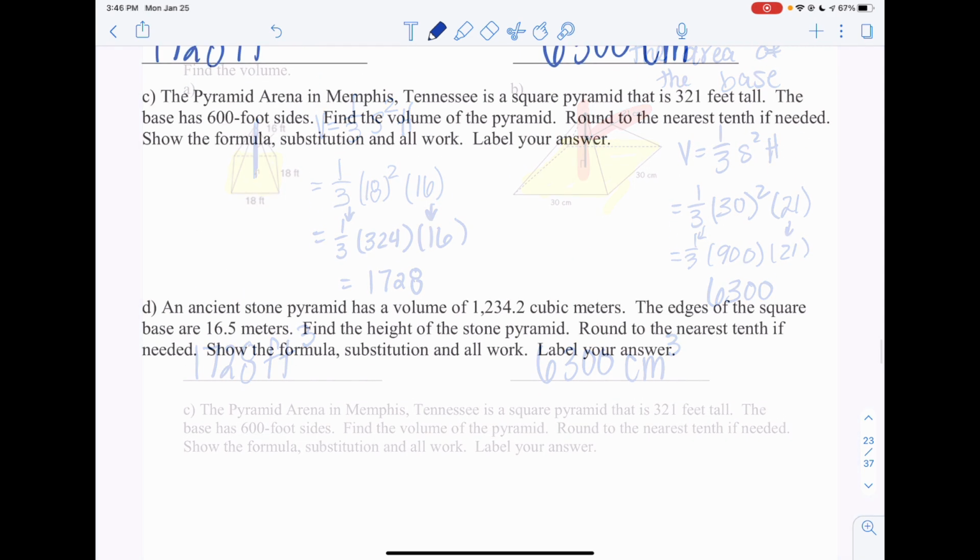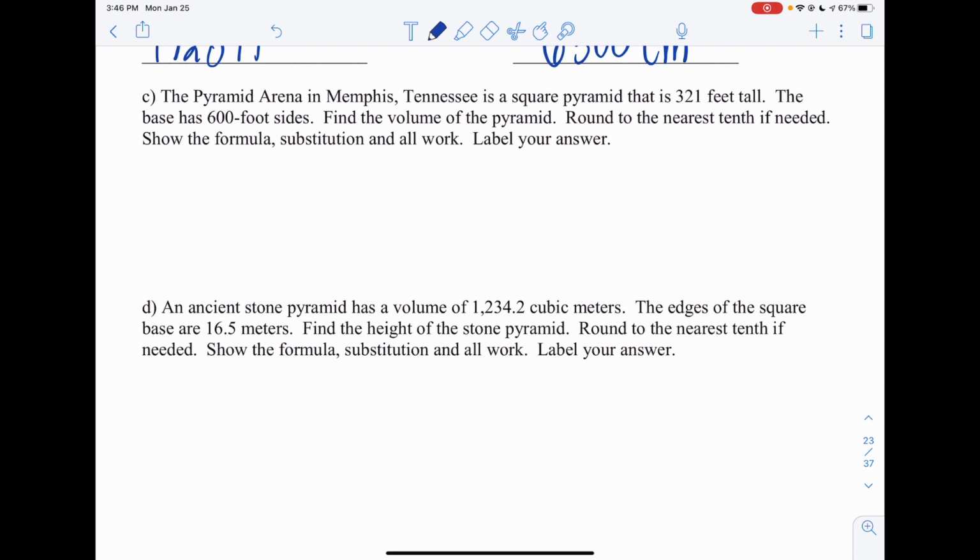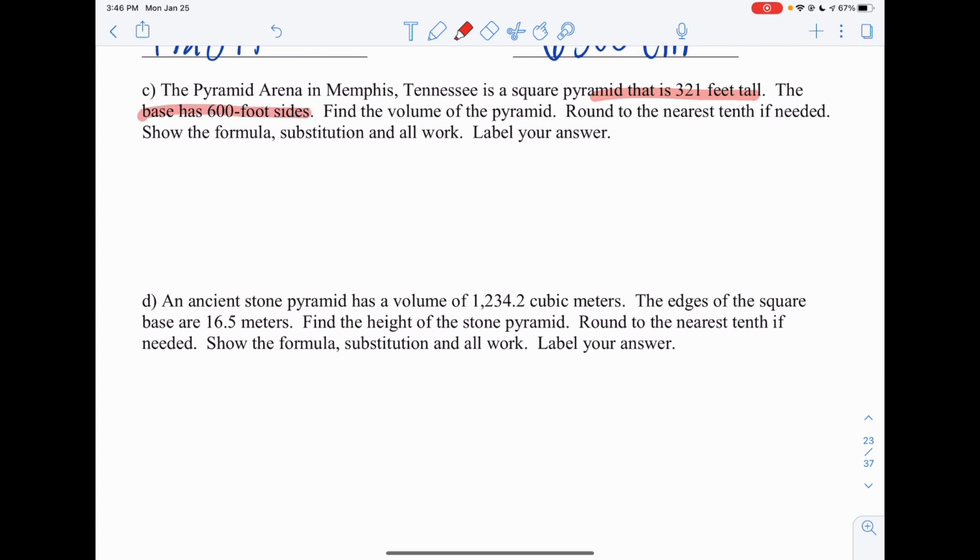Okay. All right, now it says the Pyramid Arena in Memphis, Tennessee is a square pyramid that is 321 feet tall. And the base has 600-foot sides. Okay, so that means that every side of this square of the base is going to be 600 feet. Okay, now it says find the volume of the pyramid, round to the nearest tenths if needed, and show the formula, substitution and all work.